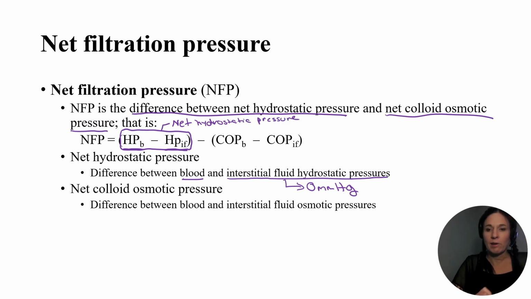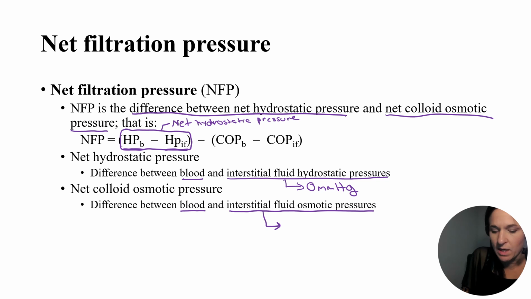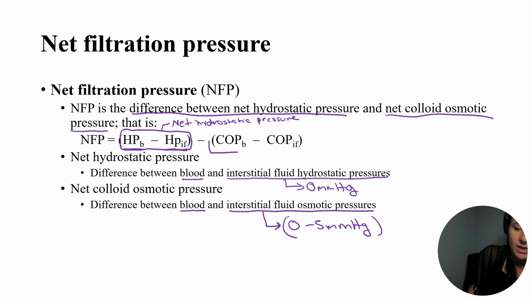And to get our net colloid osmotic pressure, we have blood colloid osmotic pressure minus the interstitial fluid colloid osmotic pressure, which we said is low, so between 0 and 5 millimeters mercury. So here we can see blood colloid osmotic pressure, and we're subtracting the interstitial fluid colloid osmotic pressure. Okay, so this will give us our net colloid osmotic pressure.